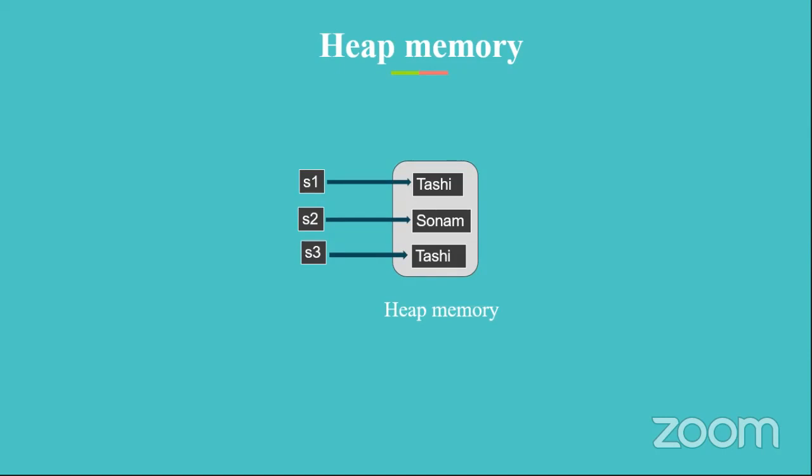Now, if you see the difference between the string constant pool memory and the heap memory, we can see here clearly that in the string constant pool, duplication is not allowed. In the heap memory, duplication is allowed. So here we have two Tashi objects being created. So this is the difference between creating an object using the new keyword and without using the new keyword. This kind of concept exists because it is required in project development.